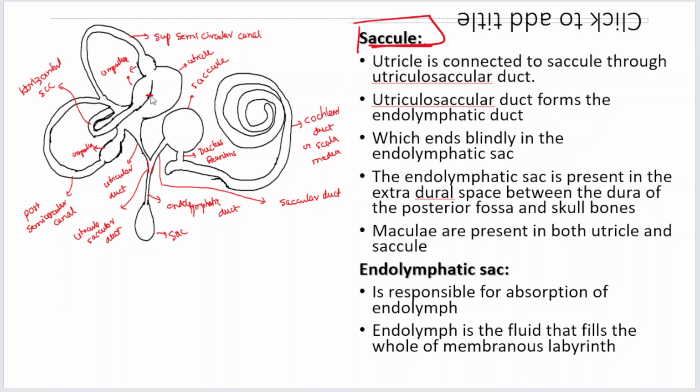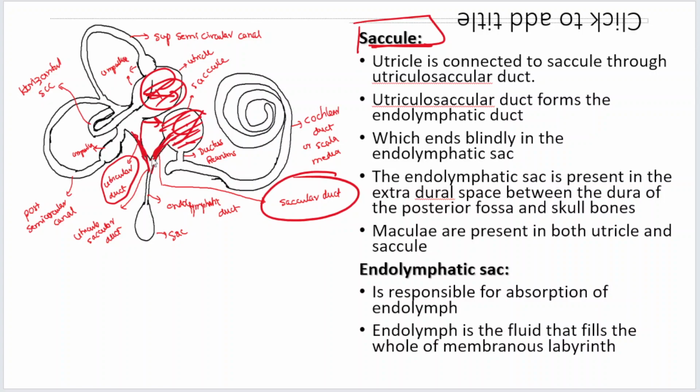The saccule is present in front of this utricle. Okay, this is utricle and this is the saccule. Saccule is present in front of the utricle. How is it connected to the utricle? Utricle gives a small duct in front of it, that is called the utricular duct. Saccule also gives a small duct behind it, that is called the saccular duct. Okay, so this is the utricular duct, this is the saccular duct.